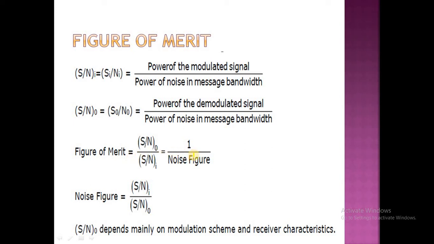Figure of merit is inversely proportional to the noise figure, and noise figure is equal to signal to noise ratio at the input by signal to noise ratio at the output. Signal to noise ratio at the output mainly depends upon the modulation scheme and receiver characteristics. Figure of merit and noise figure F are inversely proportional to each other.